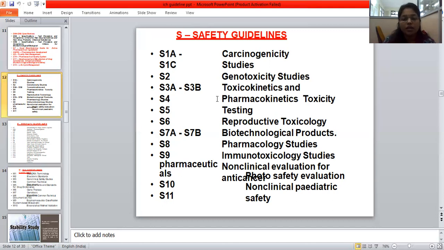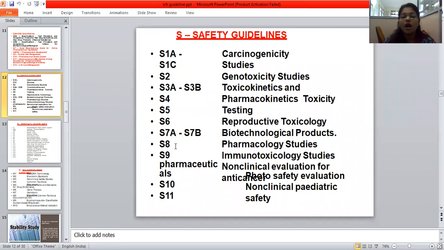S4 for pharmacokinetic toxicity. S5 for the testing of pharmacokinetic toxicity or safety testing. We can say it is given in the safety 5 guideline. Safety 6 guideline for reproductive toxicity, so the toxicity which is reproductive in a different way. So we can refer to the S6 guideline if this type of problem arises in our pharmaceutical product. S7A and S7B are the biotechnological product related safety guidelines.